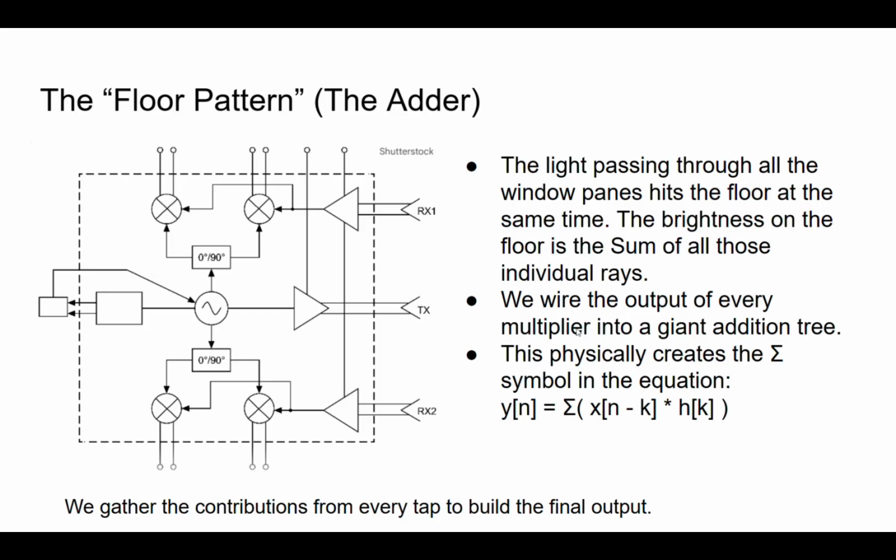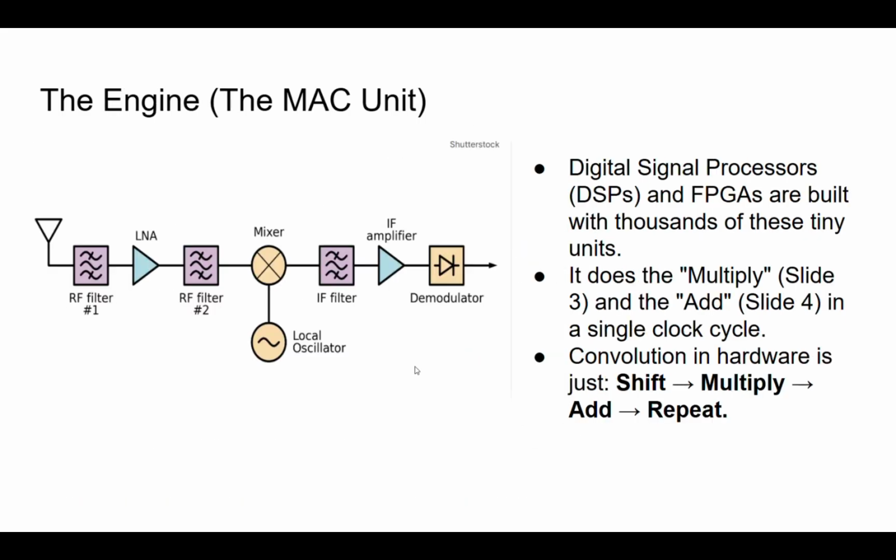And we wire the output of every multiplier, like I just showed you, into a giant addition tree here. Ultimately you can add multiple outputs together to get a wired output. And this physically creates the sigma symbol in the equation that we were given, as you can see here, because it's the summation of all the outputs.